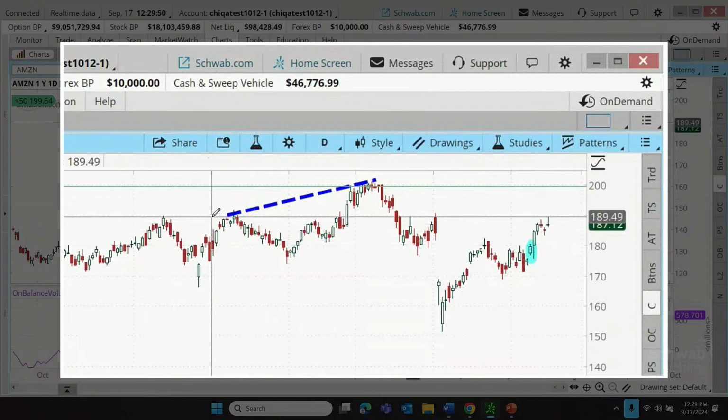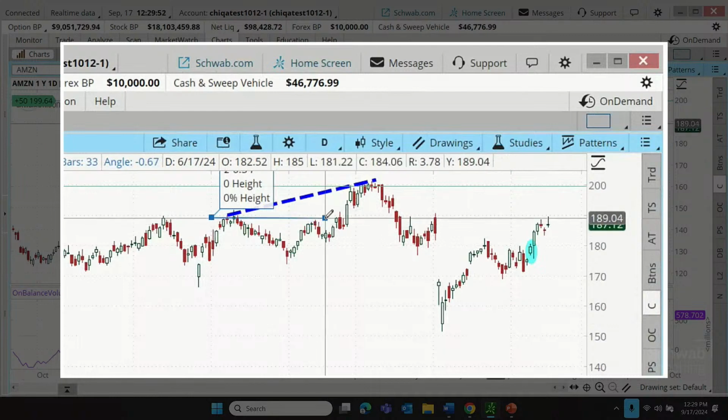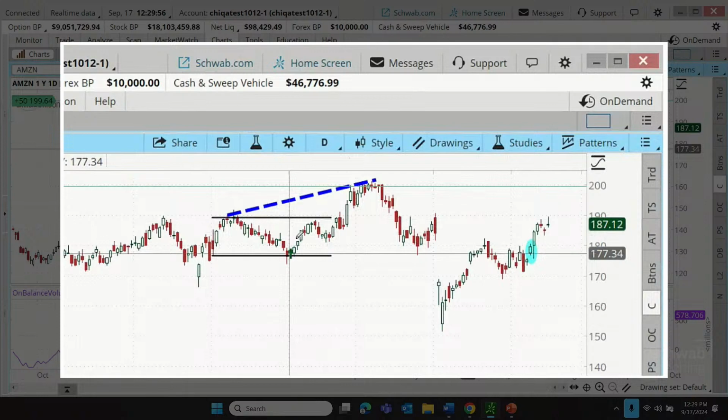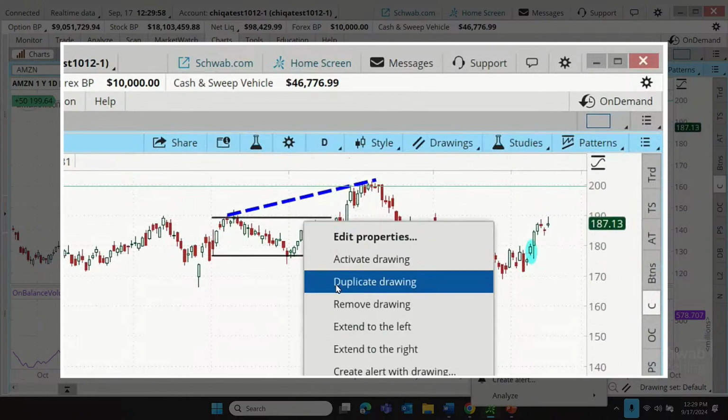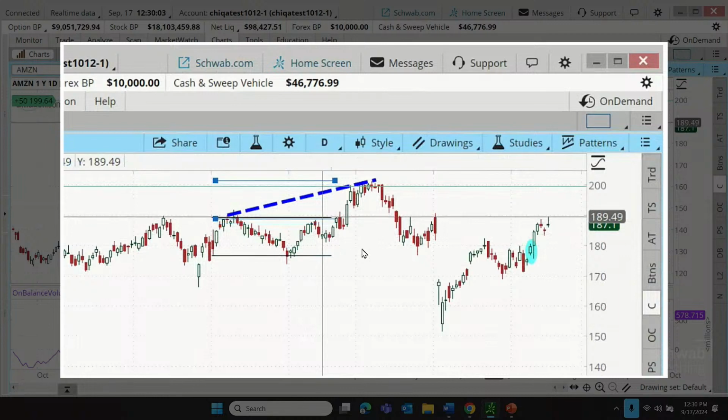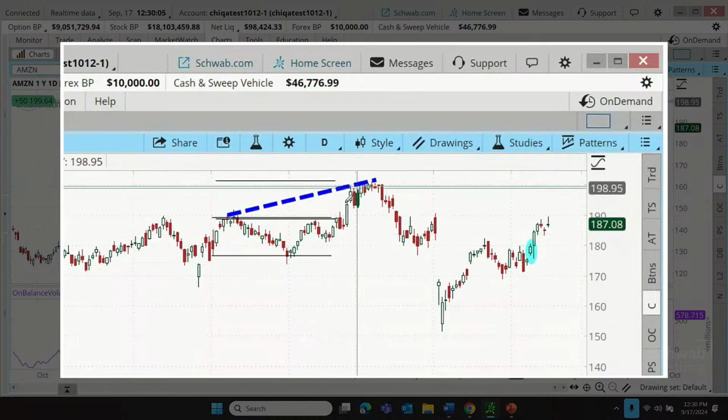Let me draw this in here. So if this is our cup right through here, and there's our handle, let's go to the depth of the cup. If I could right-click on this, let's duplicate that drawing, and we might look for a move roughly equivalent to the depth of that cup. That's pretty interesting.